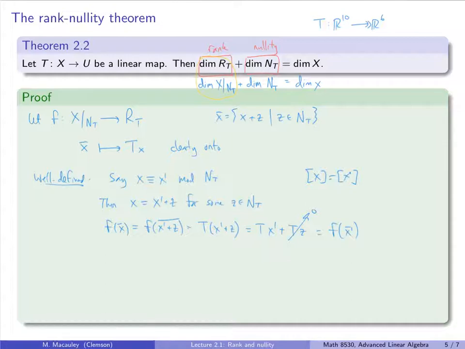So that's why this is well defined. I've already said it's onto. I should probably just check that it's linear. I think this is very straightforward, but just to be safe, so no one calls me out on it.